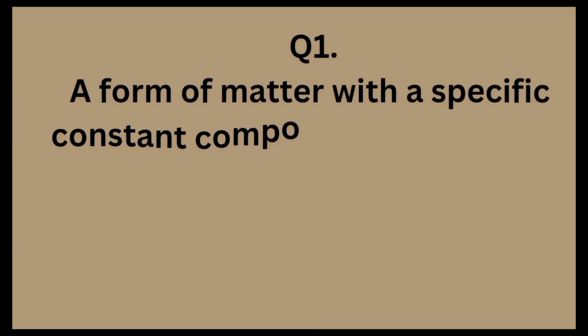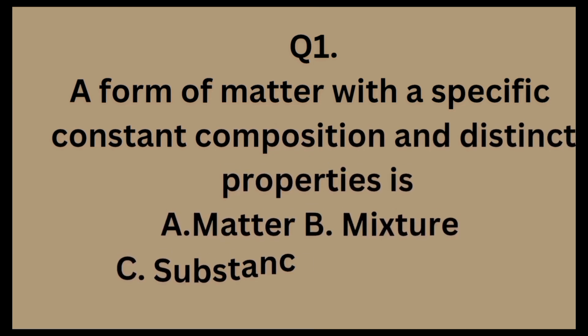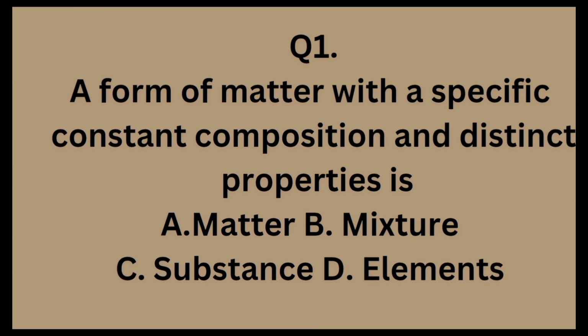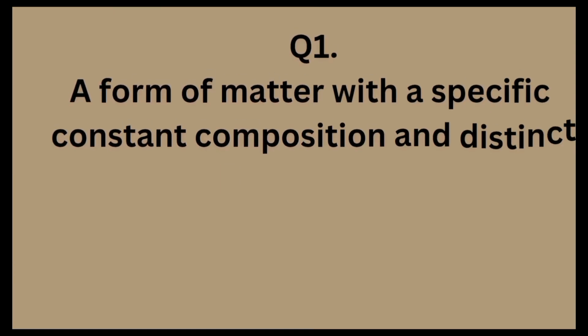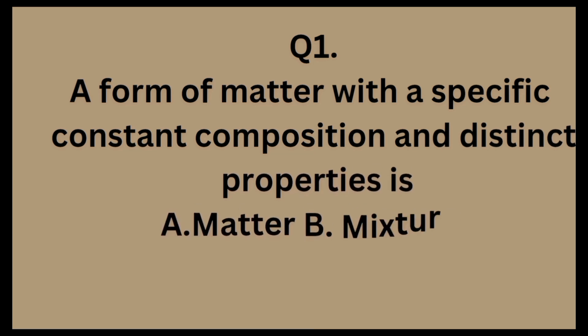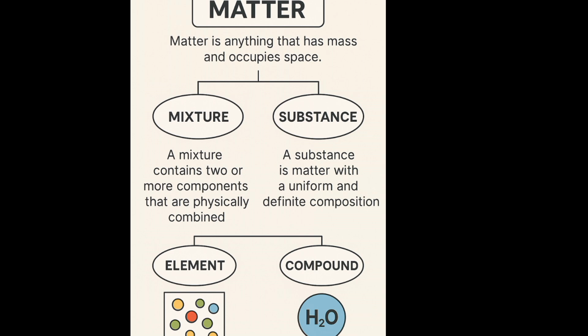Number 1. A form of matter with a specific constant composition and distinct properties is: A. Matter, B. Mixture, C. Substance, D. Elements. From these 4 alternatives, based on the question, which one is the best answer? Before giving the answer, first define and understand what each term means.